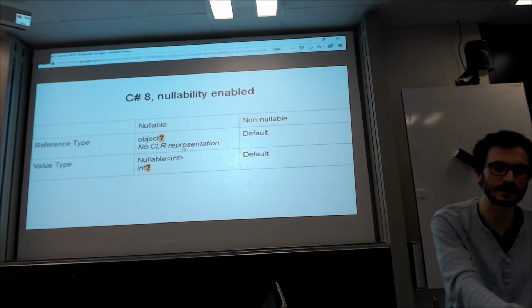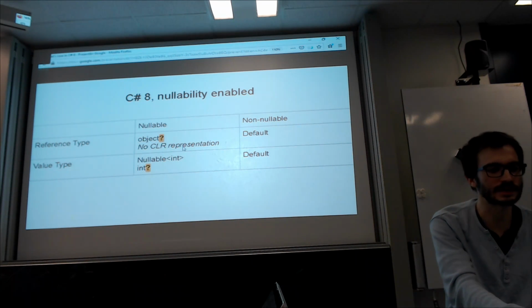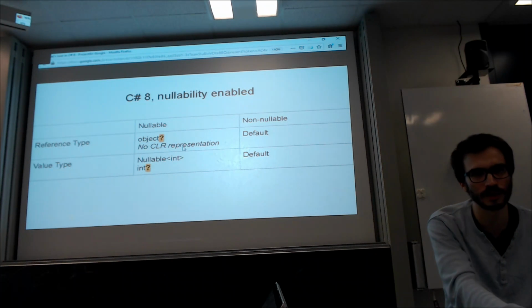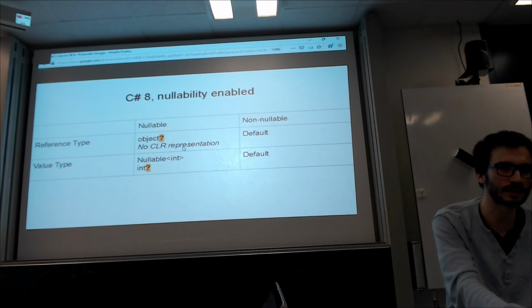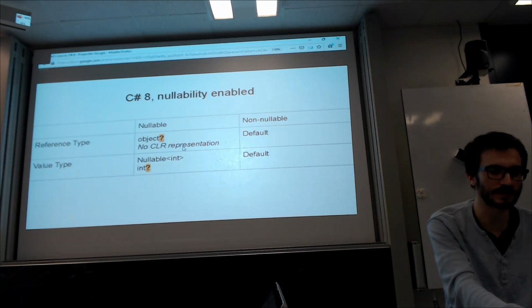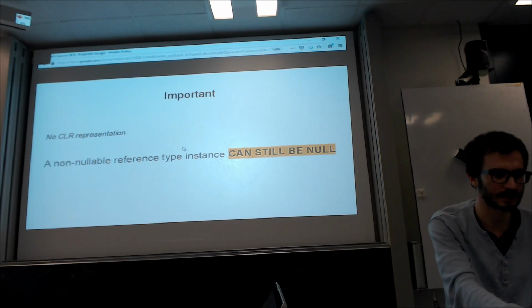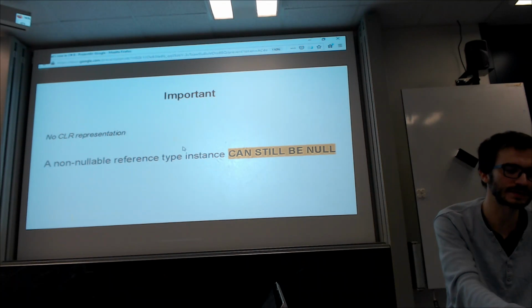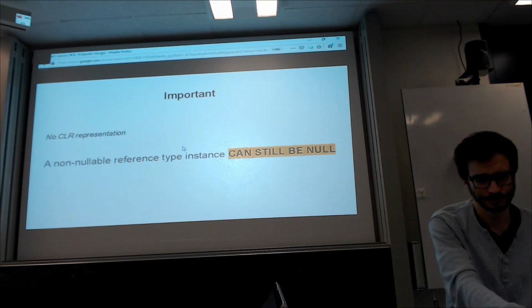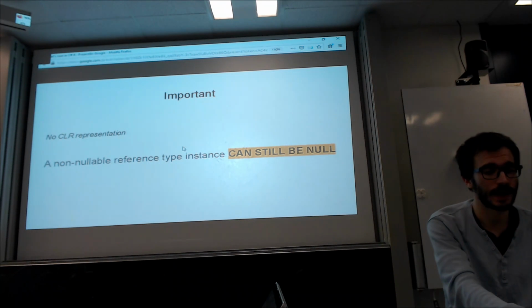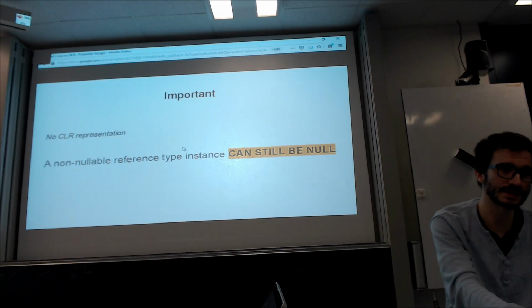Once the code gets compiled, any reference type can still be null. Even if it's declared nullable or non-nullable, at runtime you can still have null. The only difference is that now our code can express when it should not be null, and the compiler can warn us when we're doing bad things.